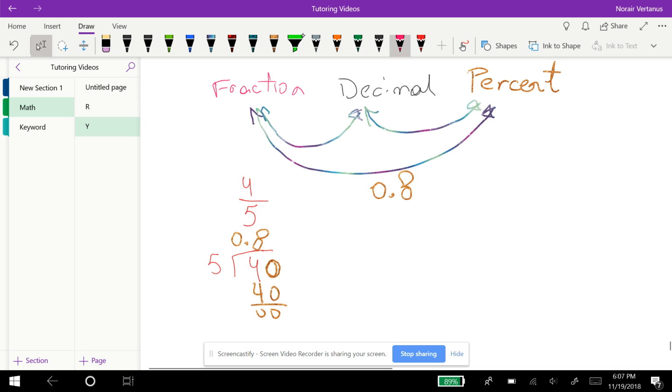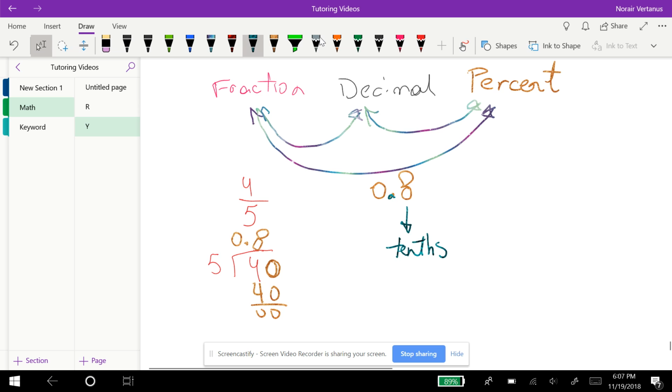Students say 0.8, but actually they need to say 8 tenths. This is the tenths place. The first digit in a decimal is in the tenths place. If there's another digit, that's the hundredths place. Cool? So that's tenths. And so 4/5 is 8 tenths.